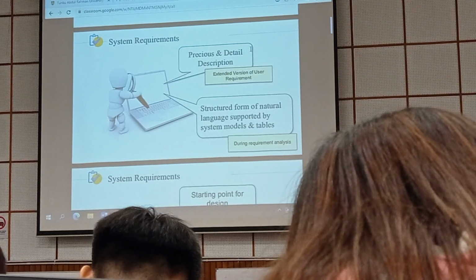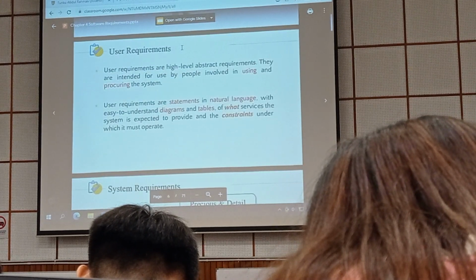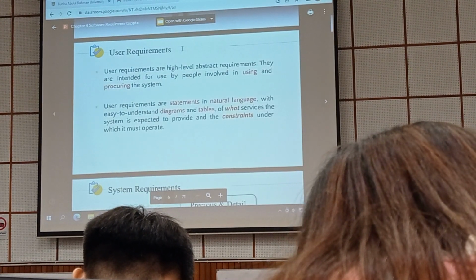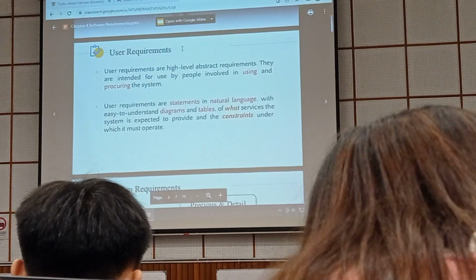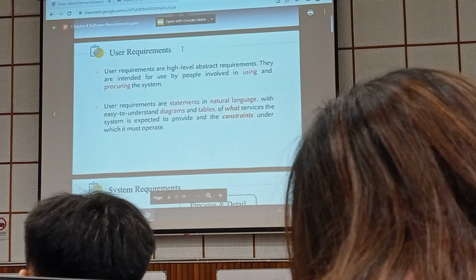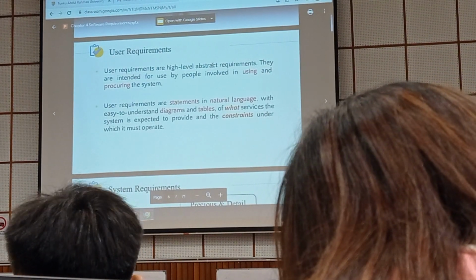So this is about the user requirement. As I told you, user requirement basically describes what the user expects from the system. Any questions?